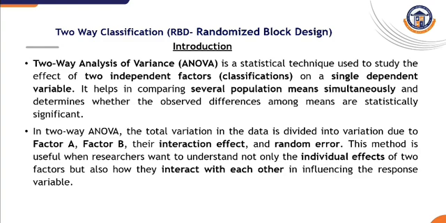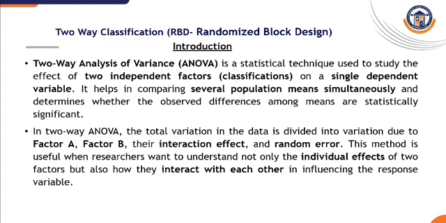This randomized block design model, the two-way analysis of variance, is a statistical technique used to study the effect of two independent factors or classifications on a single dependent variable. It helps in comparing several population means simultaneously and determines whether the observed differences among means are statistically significant. In two-way ANOVA, the total variance in the data is divided into variance due to factor A, factor B, interaction effect, and random error.